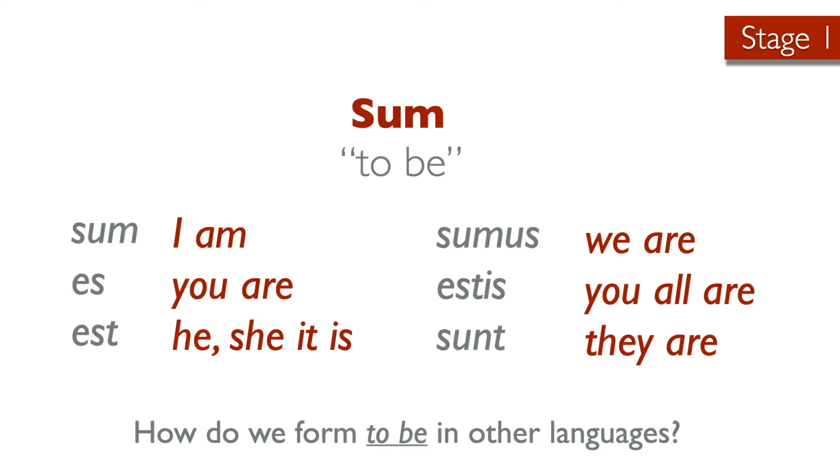The first person plural, sumus, we are. Second person plural, estis, you all are. And the third person plural, sunt, they are. Now, really quickly, if you have any experience with other languages, how do we form the verb to be in other languages?